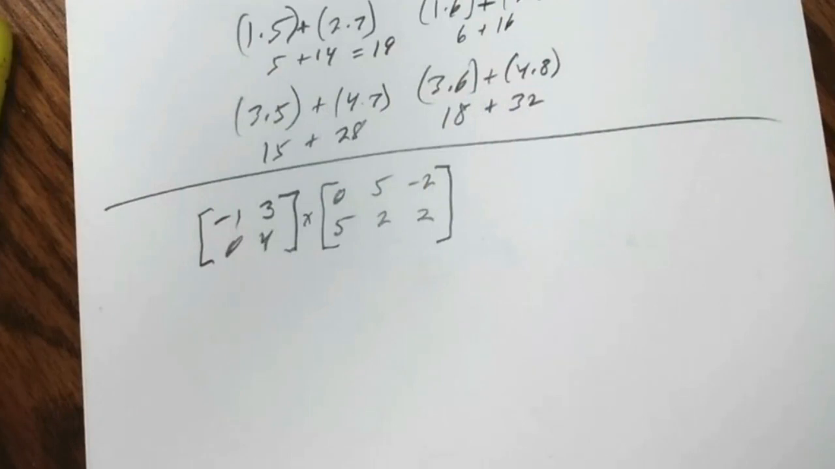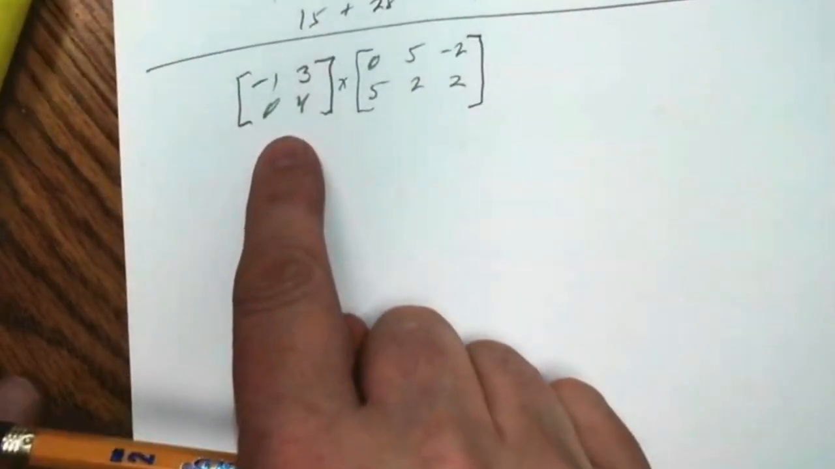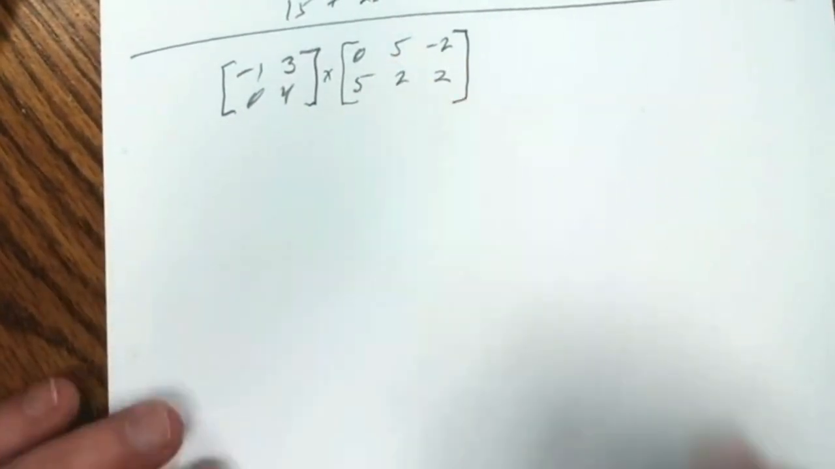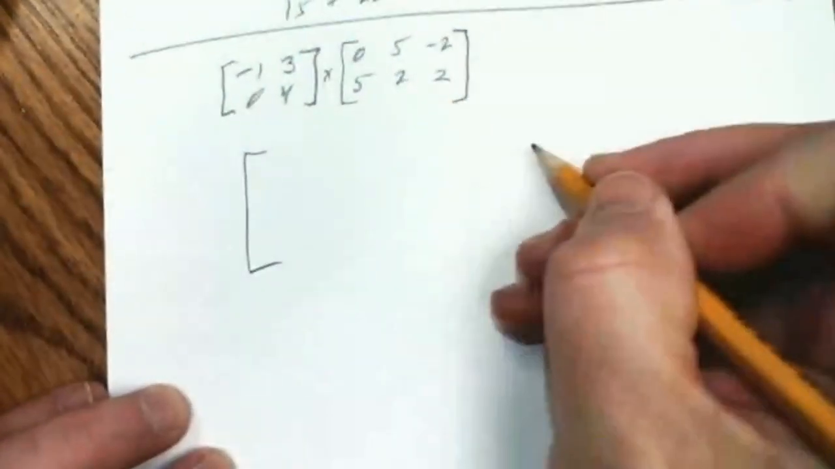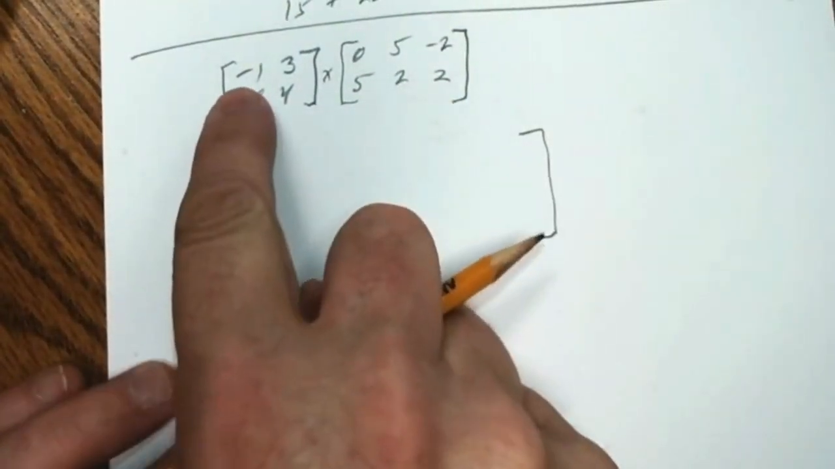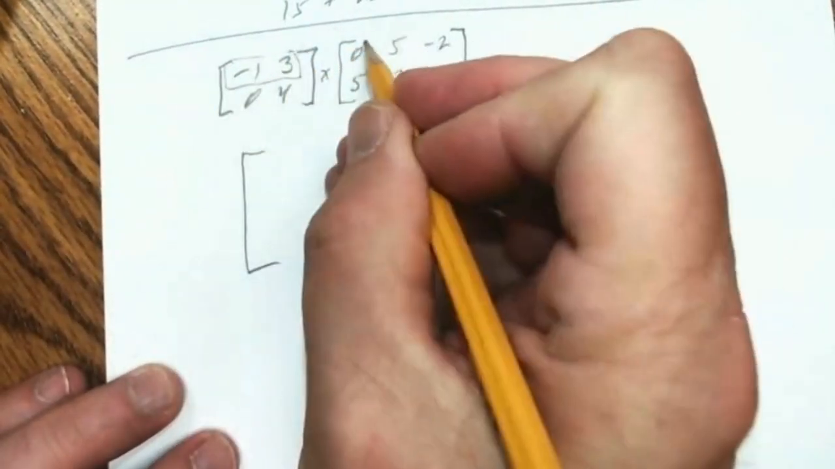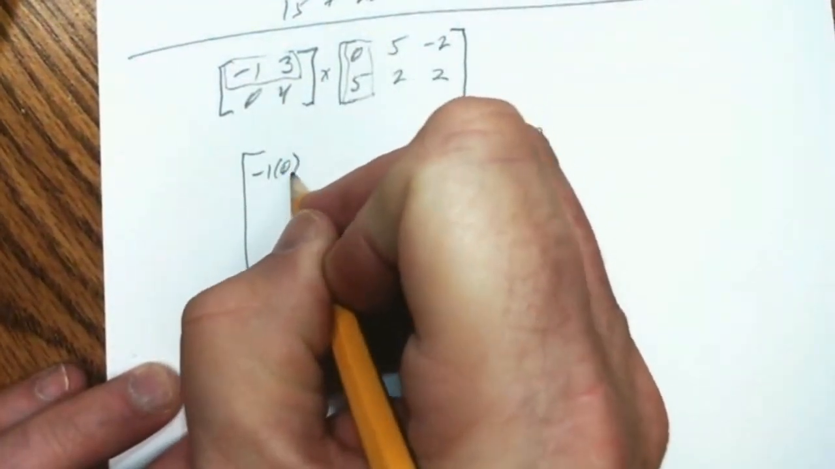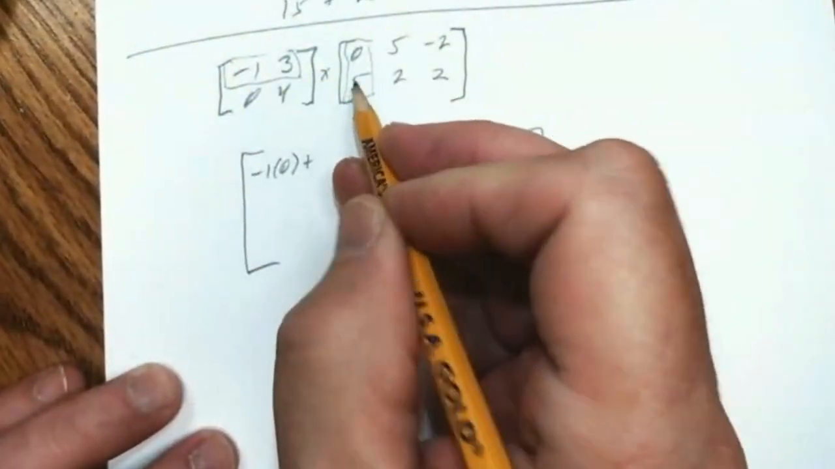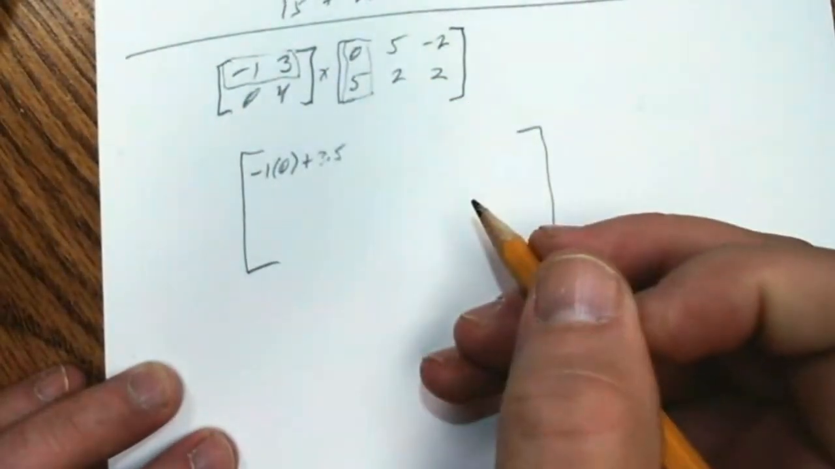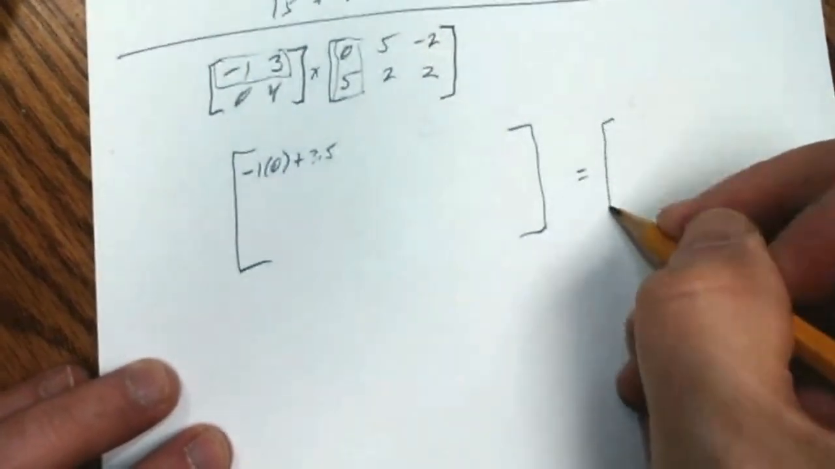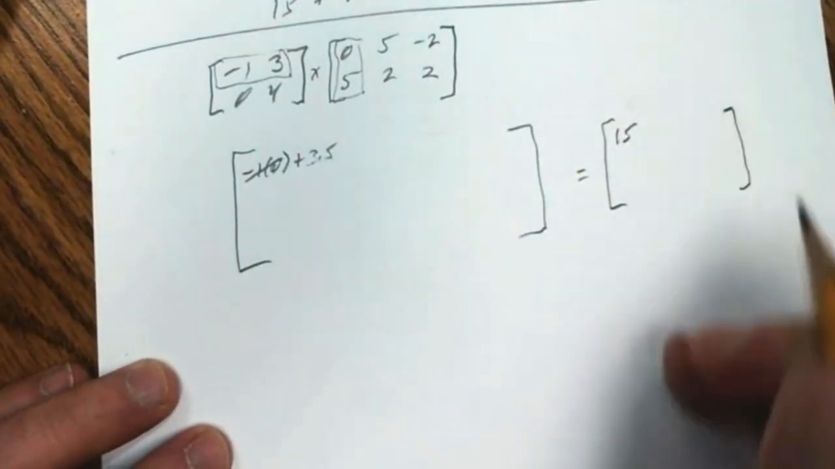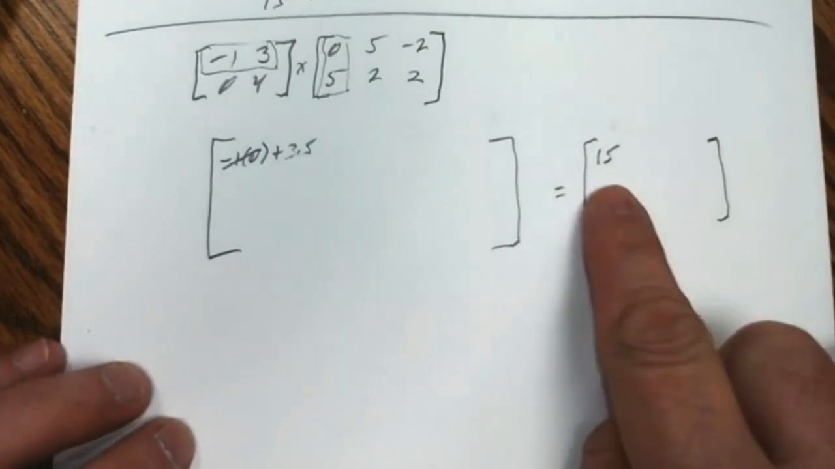Let's switch over here. All right. We have negative 1, 3, 0, 4, negative 5, 0, 5, negative 2, 5, 2, 2. I'm going to give myself a lot of room under here. So I need this first row times the first column. Negative 1 times 0 plus 3 times 5. Negative 1 times 0 is 0. 3 times 5 is 15. So the first entry for our answer is 15.